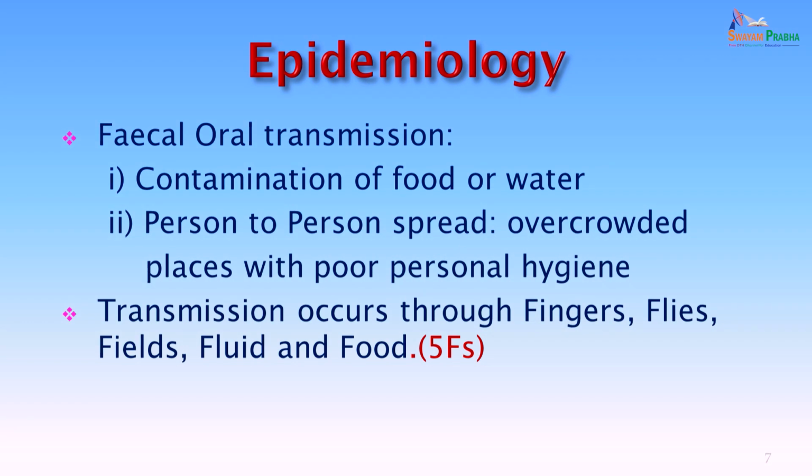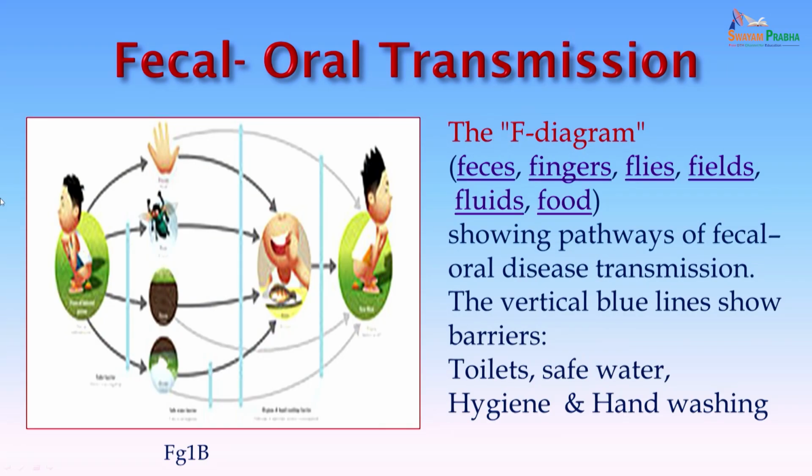Transmission occurs through the 5 F's, that is fingers, flies, fields, fluid and food. If you look at this, this is called the F diagram, where the 5 F's are demonstrated, that is fingers, flies, fields, fluids and food. Now, if you want to prevent the transmission of diarrhea, the vertical lines show where the transmission can be prevented. The first vertical line shows essentially the toilets; creating toilets and preventing open air defecation can prevent the spread of diarrhea in the community.